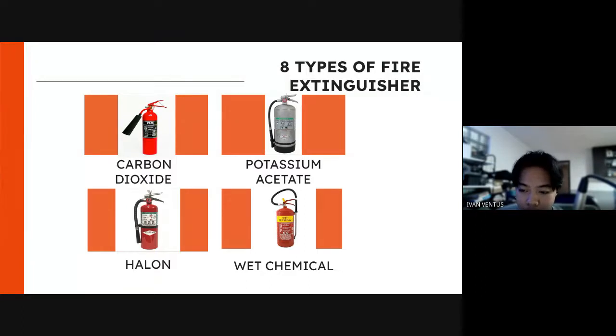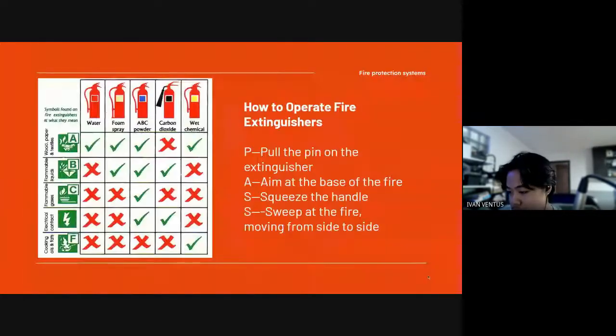Last is wet chemical. They contain a special chemical formulation that reacts with cooking fat and cooking oil to extinguish the fire. So they are a must for the commercial kitchen. Ito yung sinasabi kong chart kanina.